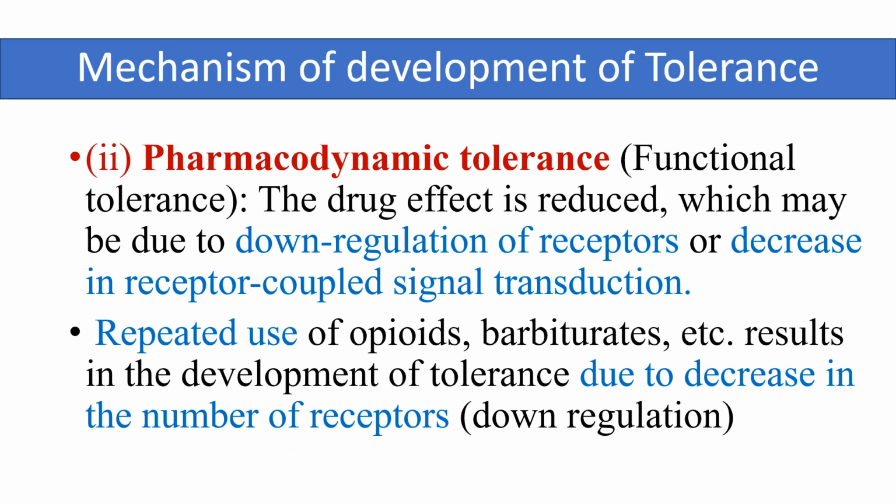Pharmacodynamic tolerance is a functional tolerance, where the drug effect is reduced, which may be due to downregulation of receptors or decreased receptor coupling and signal transduction. Repeated use of opioids and barbiturates can result in development of tolerance due to a decrease in the number of receptors. It's called downregulation of receptors.